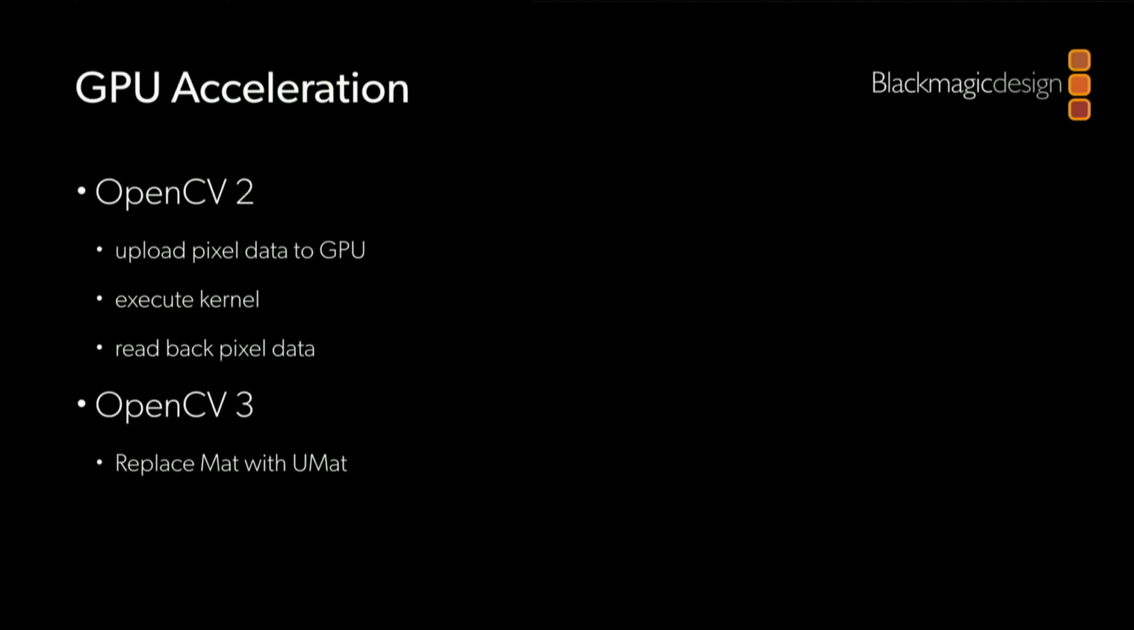OpenCV 3 introduced a new data type called UMat, which is just like its basic built-in Mat, but it'll take advantage of the GPU behind the scenes for you. The U in UMat stands for universal, and that means it takes advantage of any and all hardware accelerations that are available.